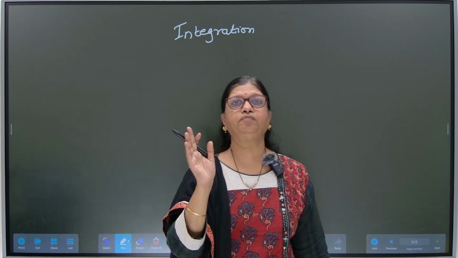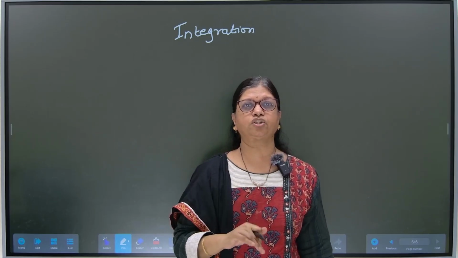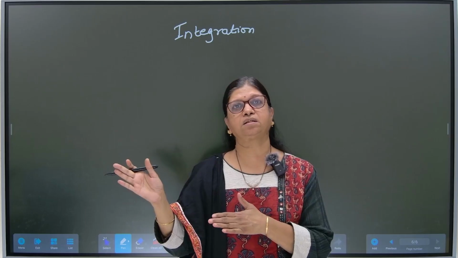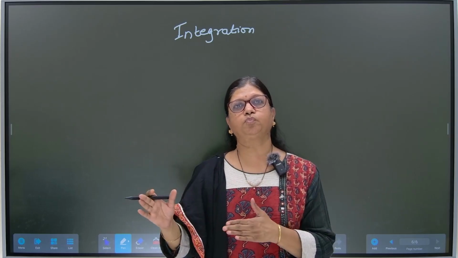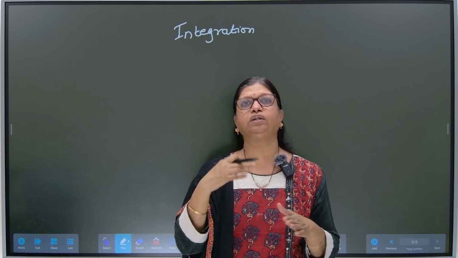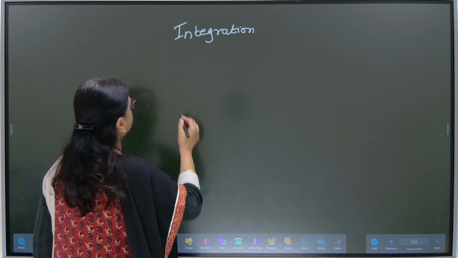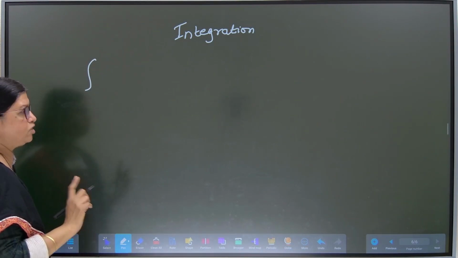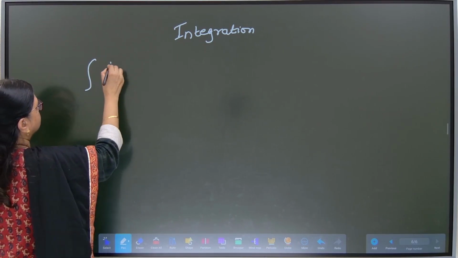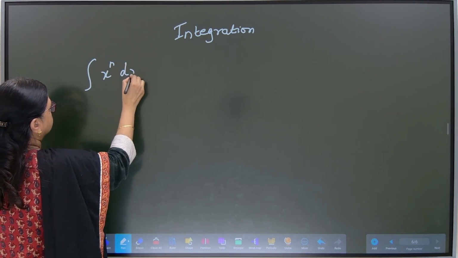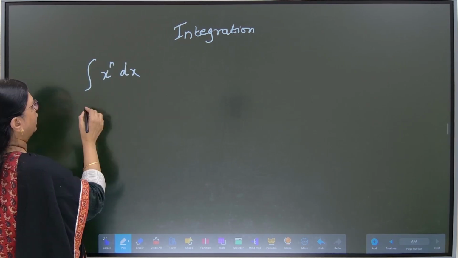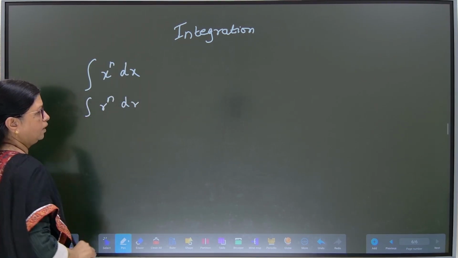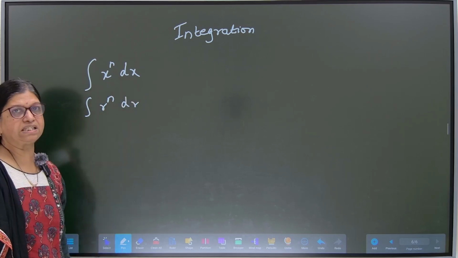Yesterday in the video, I already told what the meaning of integration is. Integration is nothing but summation of small parts. When you want to add up small parts, you have to do overall integration. For that, we have a formula. The formula for integration is: this is the symbol of integration, x raised to n dx. You can even write r raised to n dr. The variable is the same, as you can see.